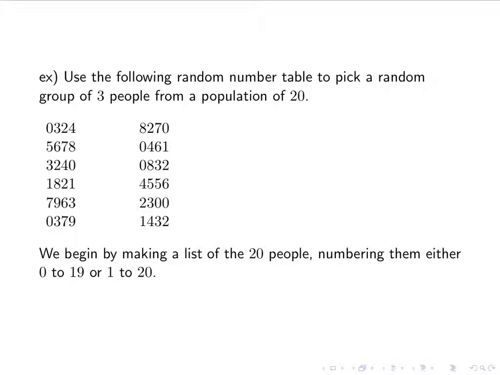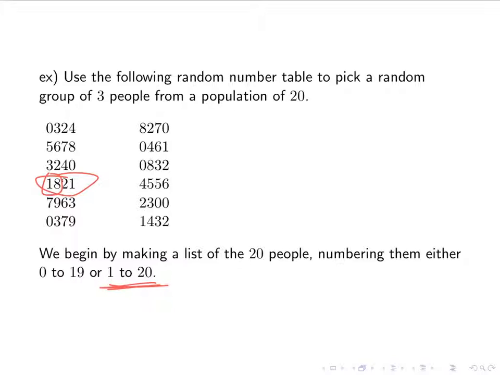And then you look at your table, or rather you don't look at it, and you randomly pick a spot to start. So I'm going to randomly put my finger on a number, and I'm going to start here, 1821. Since we're looking for a maximum of either 19 or 20, for this, let's do 1 to 20. So I have at most 20 people, so I'm going to look at the first 2 digits of my 4-digit number here, and I'm going to look at my 18. So 18 is in my range from 1 to 20. So whoever was listed as number 18 is chosen in my random group of 3 people.